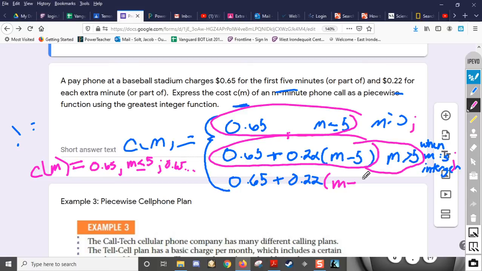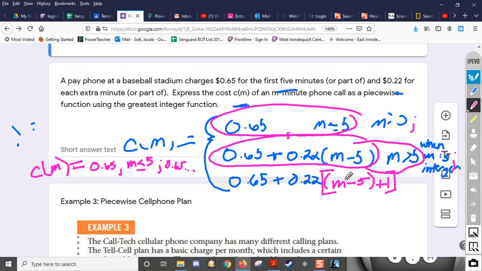But what am I doing? I'm going to use the greatest integer plus 1, right? Remember that plus 1 is going to bump me up. This little bracket here is going to send me to the greatest integer, and then this is going to add 1 to that integer.